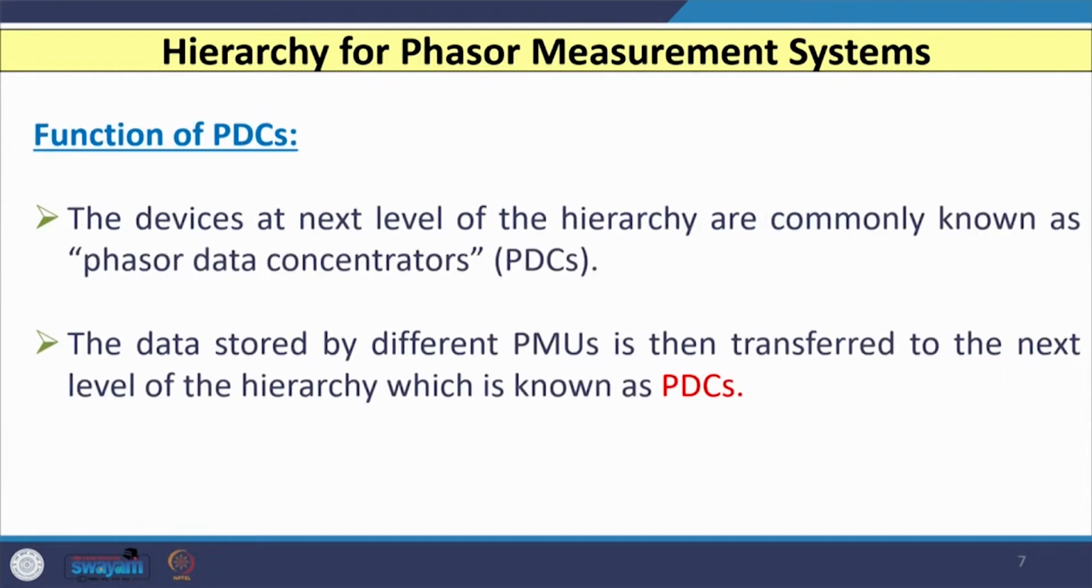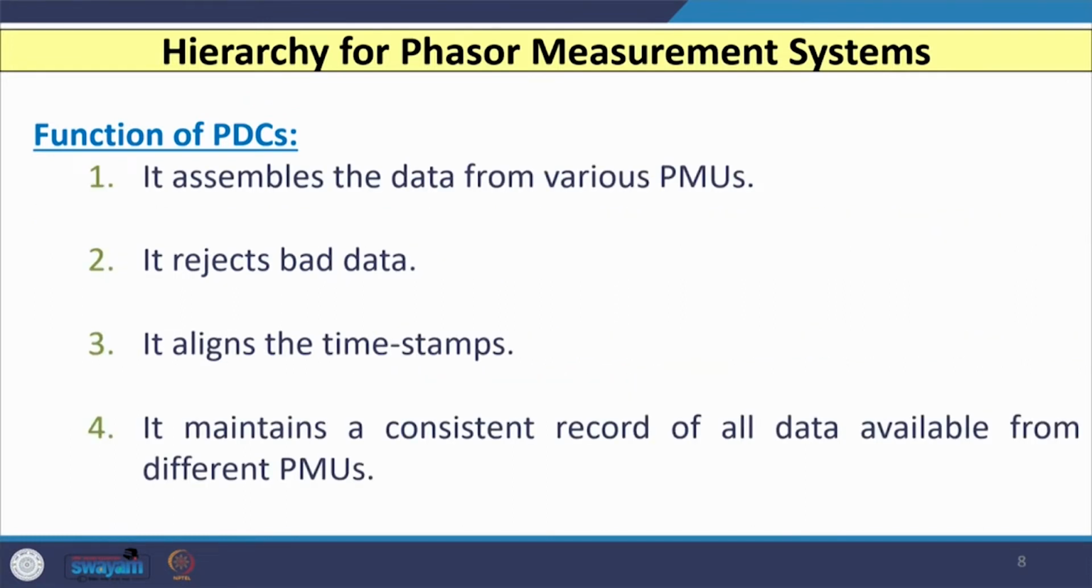Now, let us see what is the function of the phasor data concentrator. The device at the next level of the hierarchy is normally known as the PDC, or phasor data concentrator. So, whatever data is stored by different PMUs is transferred at the upward level, the next level of hierarchy, which is known as the phasor data concentrator or PDC. The functions of PDC are the following. It assembles the data from various PMUs. So, let us say, as I told you, 15 to 20 PMUs have one PDC. Whatever data are available from all 15 to 20 PMUs are again assembled by this PDC.